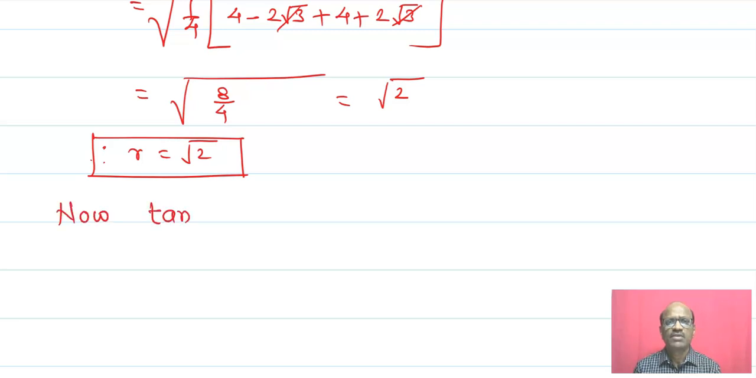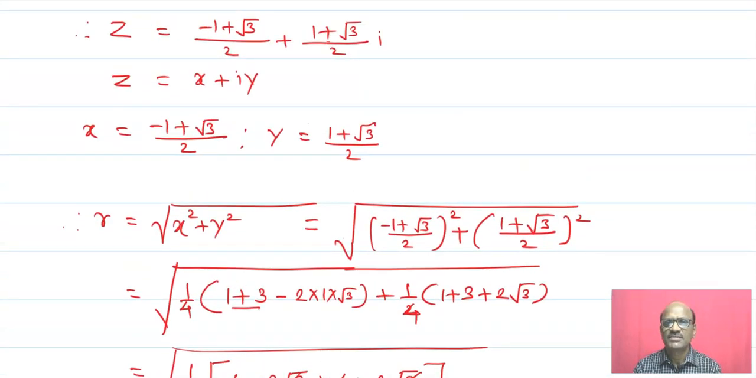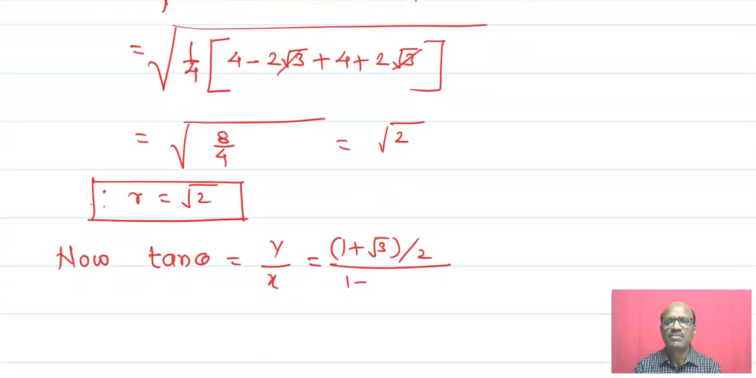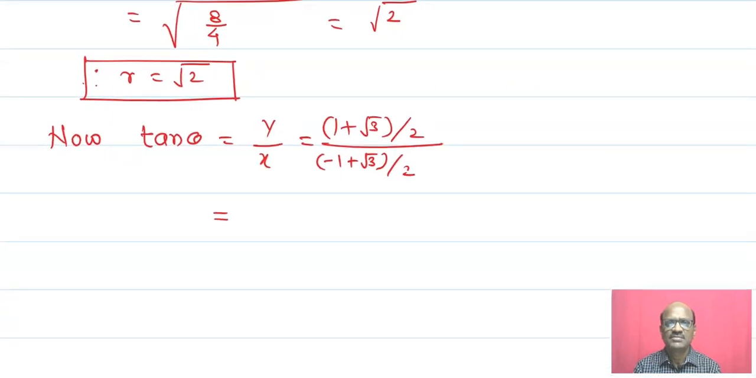Therefore, now we will find out the argument, that is, its amplitude. tan theta is equal to y upon x, that is, the value of y is 1 plus root 3 upon 2 and the value of x is minus 1 plus root 3 upon 2. That 2 gets cancelled, and this is also treated as its argument.